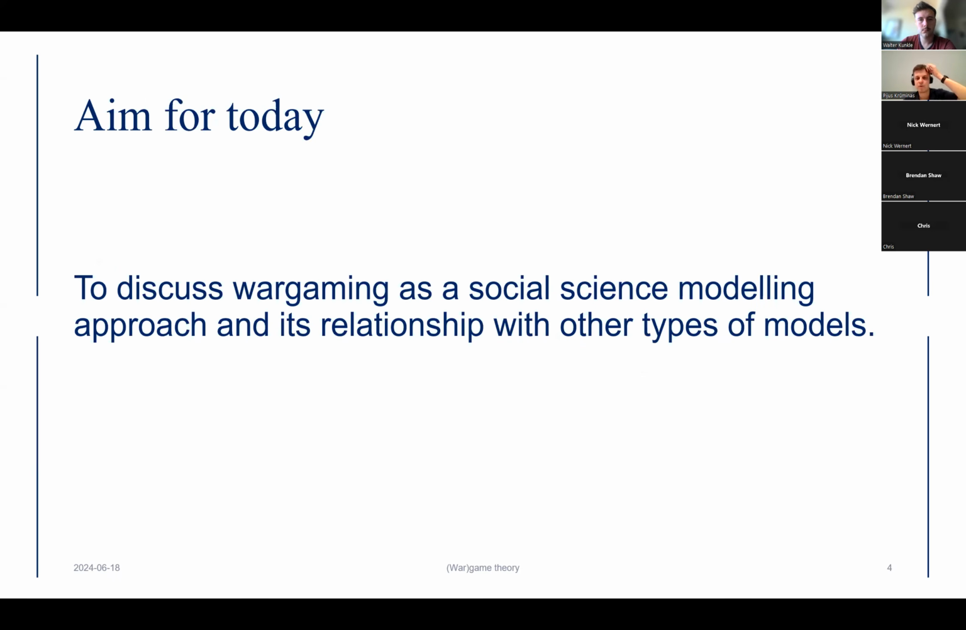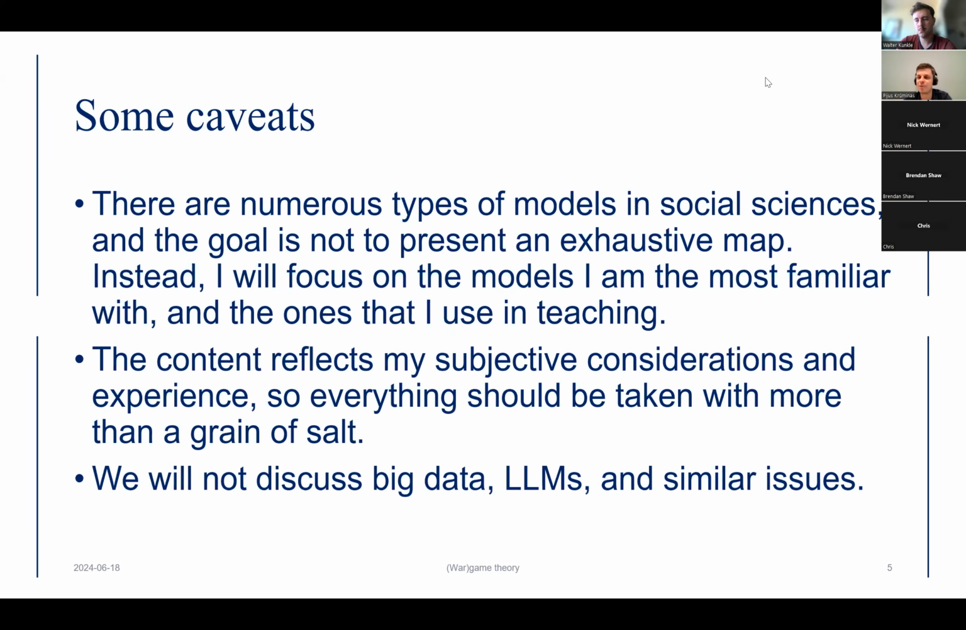And what I want to talk about today specifically, the aim, is to discuss wargaming as a social science modeling approach and how it relates to these other different types. I will offer my own definitions, and I think I should get to some caveats here.